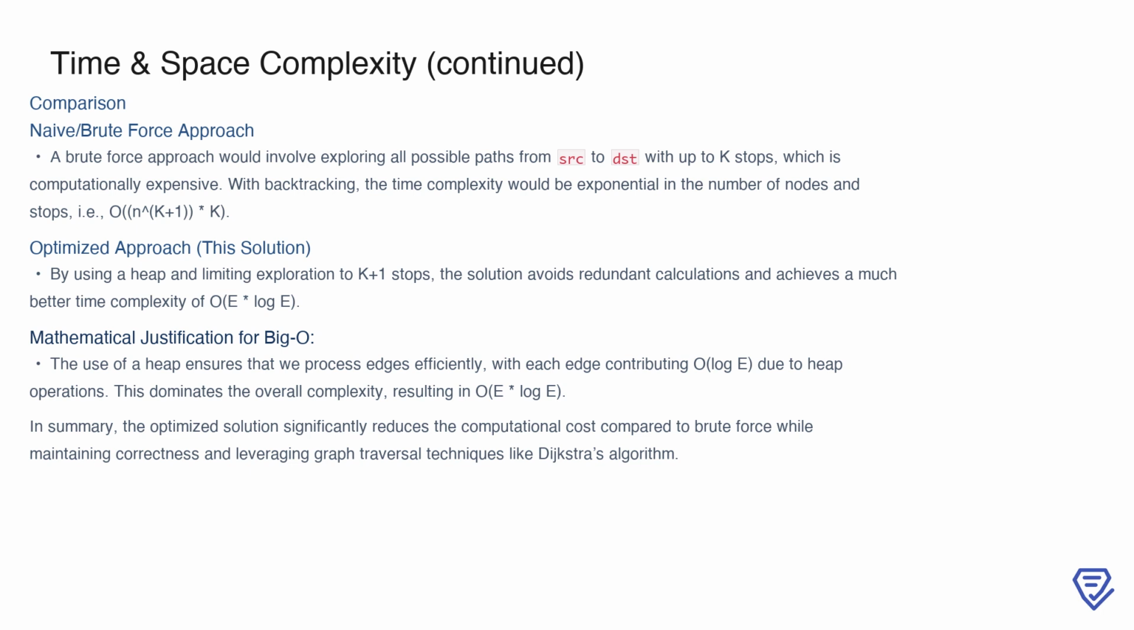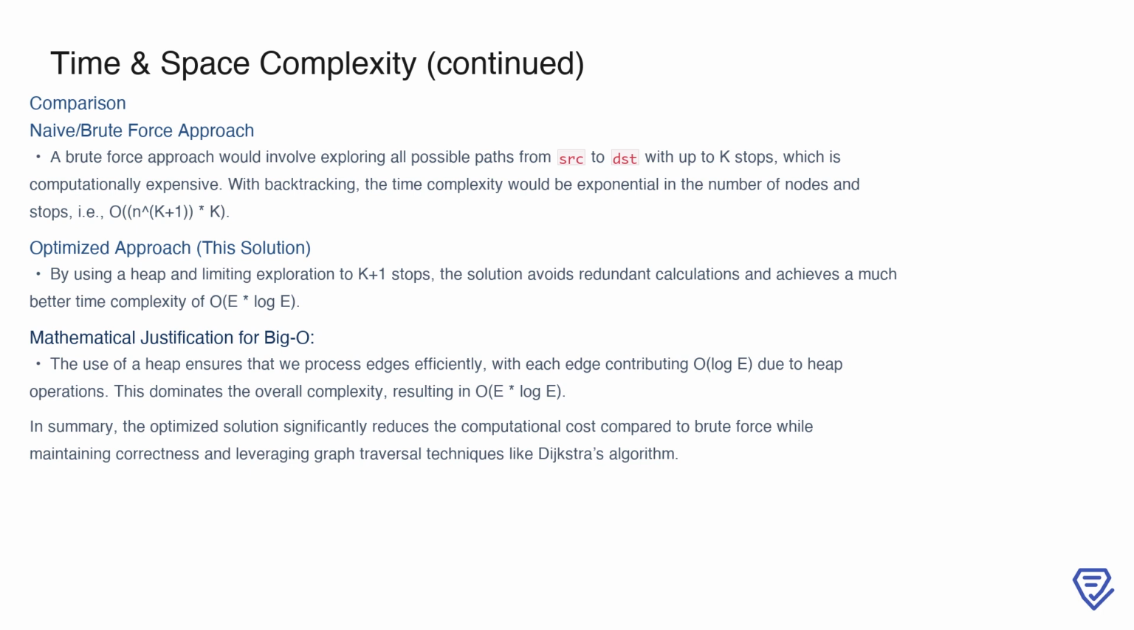Let's compare this optimized approach to a brute force solution. A naive method would involve exploring all possible paths from the source to the destination with up to k stops, which is computationally expensive. Using backtracking, the time complexity balloons to O(n^(k+1) * k), making it exponential in terms of the number of nodes and stops.